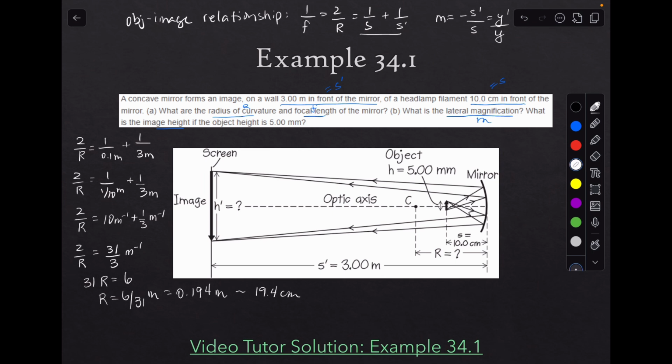So if R is 19.4 centimeters, then F is going to be, 2F equals R, right? So F will be R over 2. And thus F will be 19.4 centimeters over 2, which comes out to be about 9.7 centimeters.